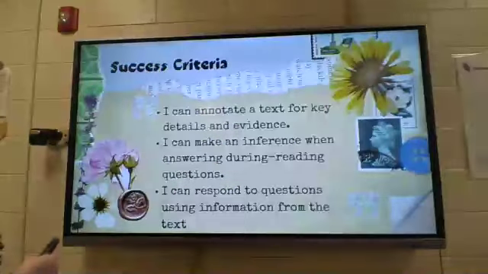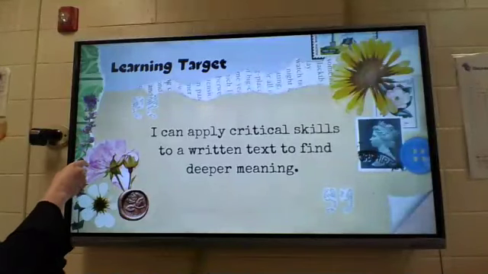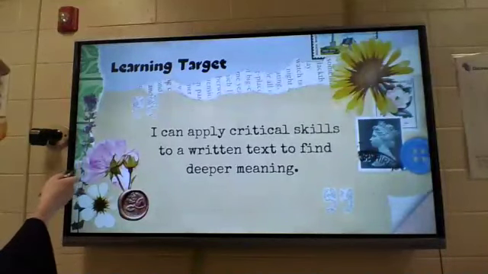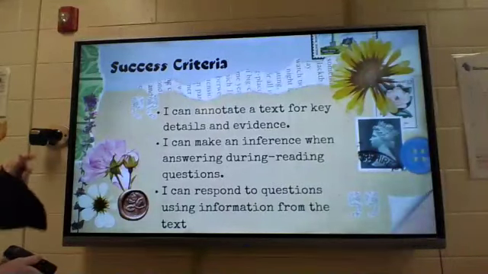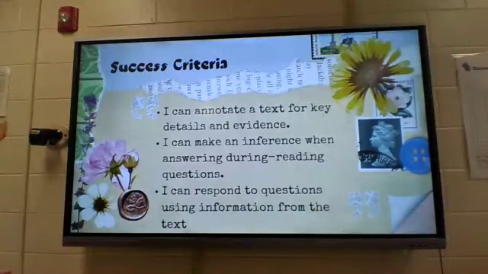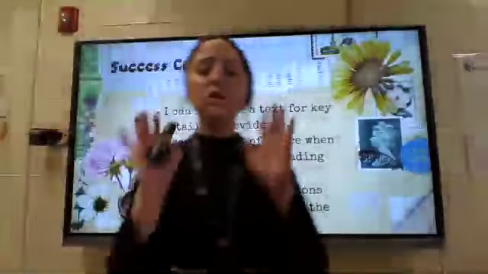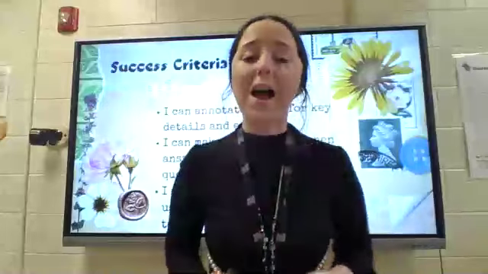So remember your learning target. This is your success criteria for the learning target you had, which is right here. I can apply critical thinking skills to a written text to find deeper meaning. This is the success criteria for it. I can annotate a text for key details and evidence. I can make an inference when answering during reading questions. I can respond to questions using information from the text. Okay, if you can do all three of those things by the end of this video, then you have met your learning target. So that is the goal. That is what I need you to do today.